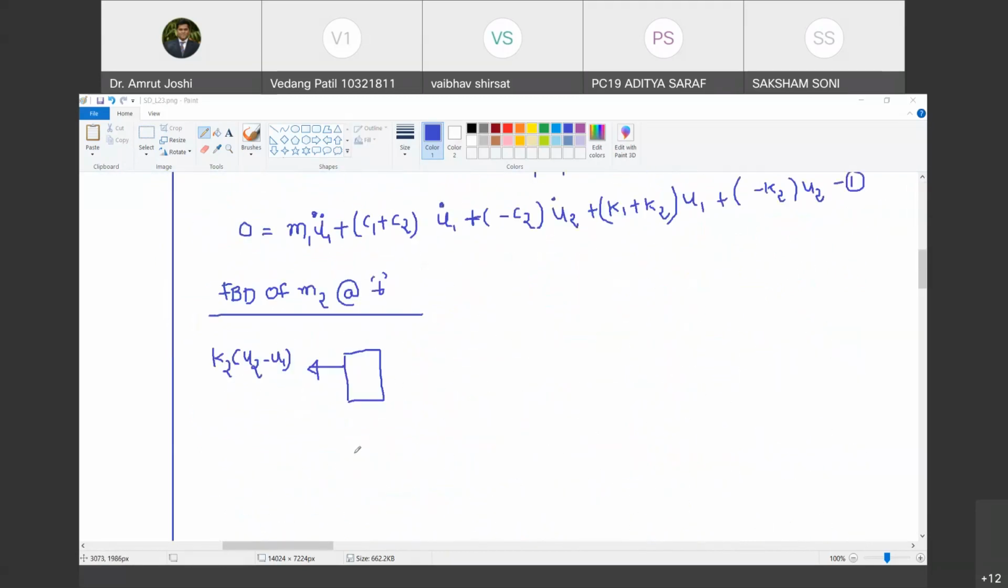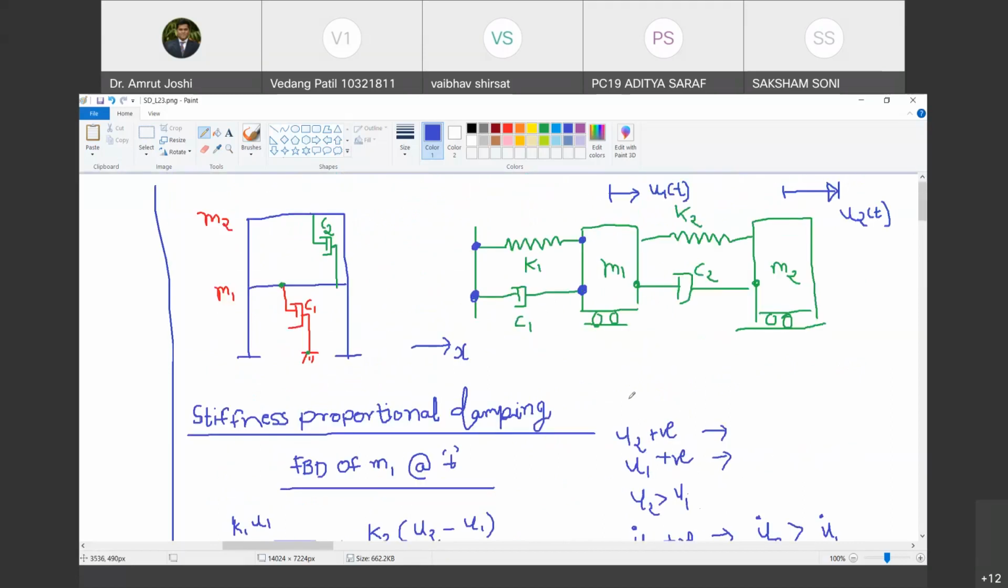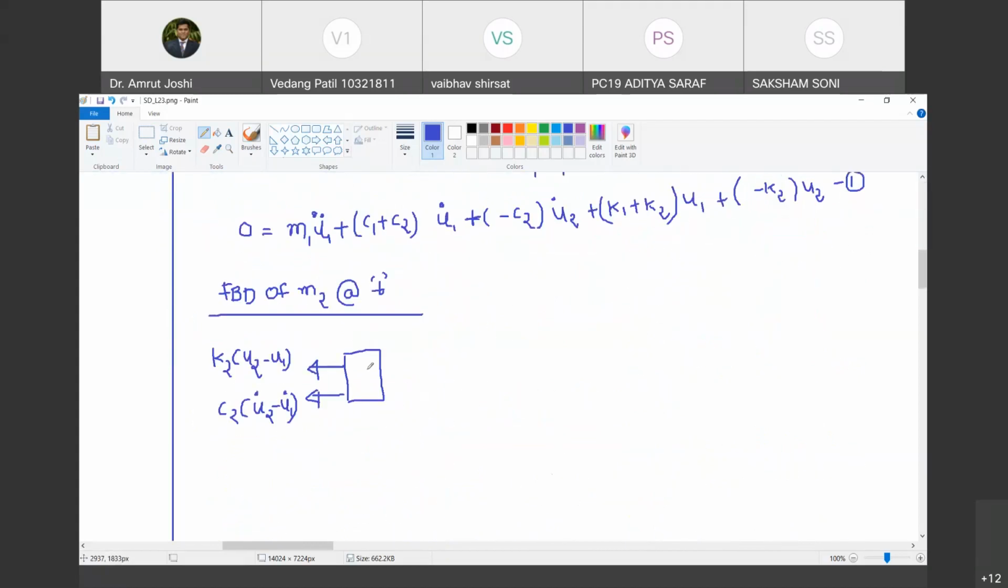Similarly, you can write c2 into u2 dot minus u1 dot. Happy? Are you with me? Yes, sir. And then there is no other force acting on this m2. Agreed? Yes, sir. So as there is no other force acting on this m2, I have to only show its acceleration.